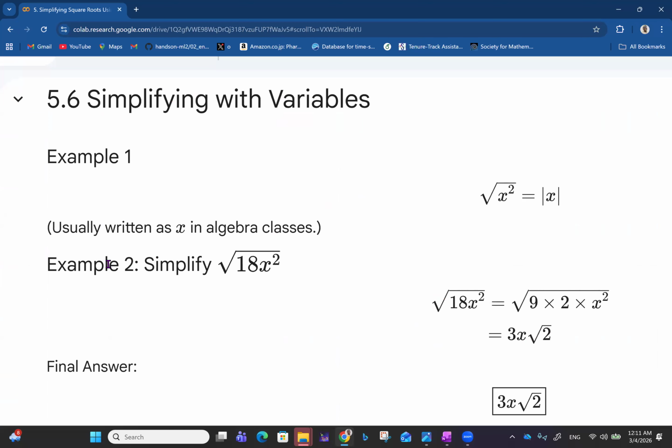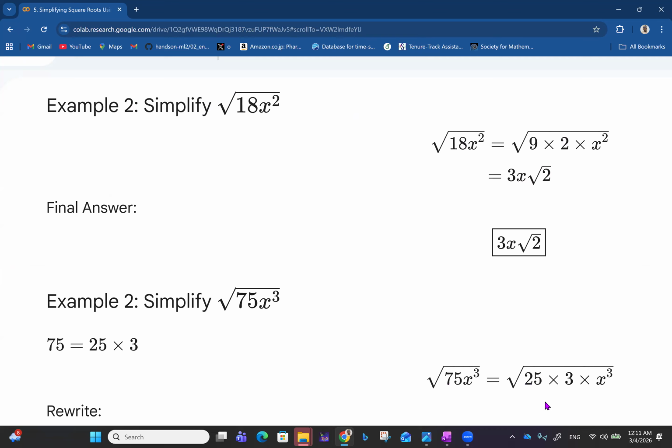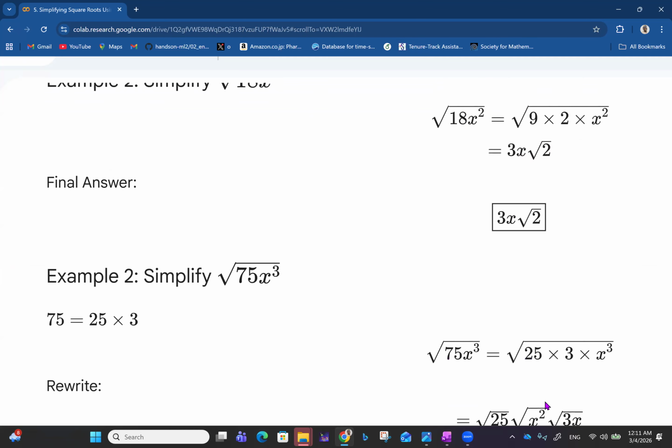So, for example, another example, you want to simplify the square root of 18x squared. So, 18 is 9 times 2, then x squared is x squared. So, square root of 9 is 3, square root of x squared is x, then root 2. So, square root of 18x squared is 3x root 2 actually.